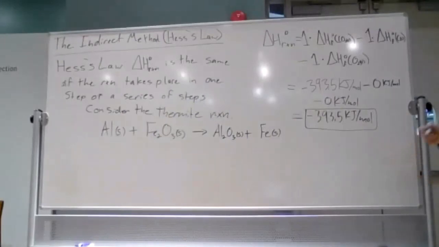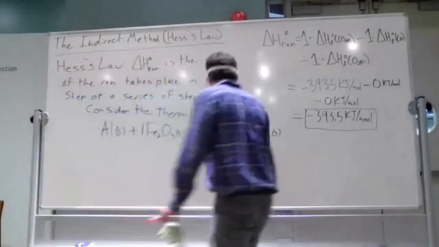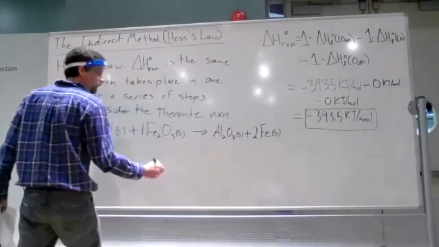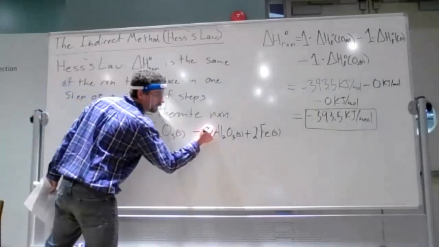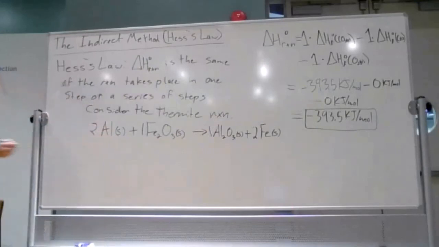What's wrong with this equation? Not balanced? Where do you want to put a 1, Shannon? Okay, if I put a 1 here, what's got to go here? 2. Okay, let's balance our oxygens. What's got to go here? Yep, and over here? Perfect.